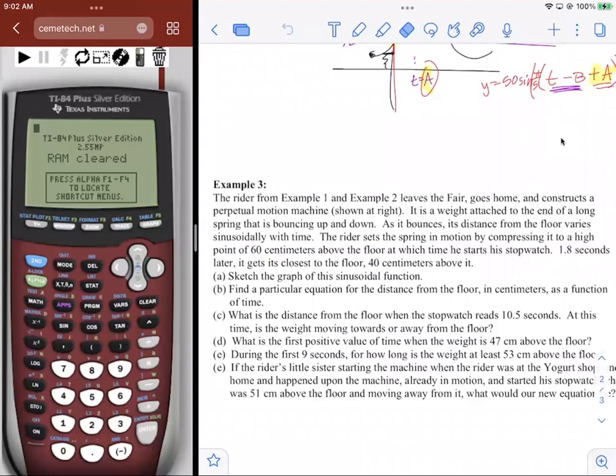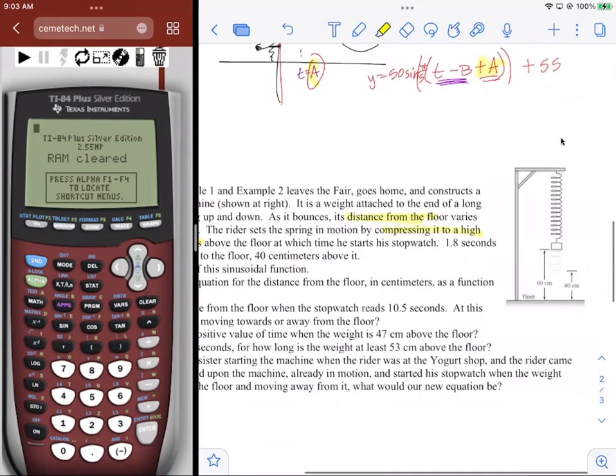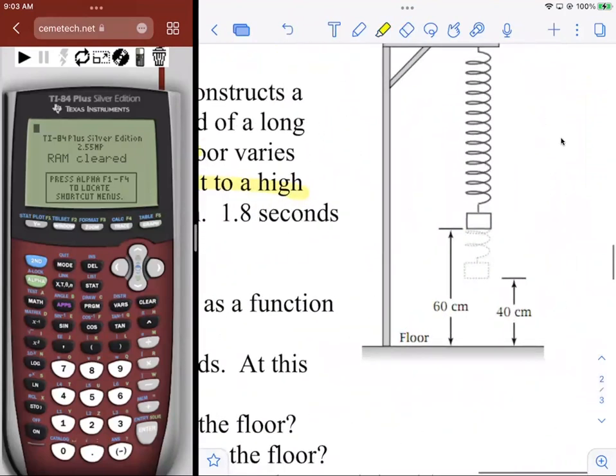As it bounces, its distance from the floor varies sinusoidally with time. The rider sets the spring in motion by compressing it to a high point of 60 centimeters above the floor, and then he starts his stopwatch. So how do you get this thing going? You can either pull it down and let it go, or you can compress it and let it go, and that's what he did.